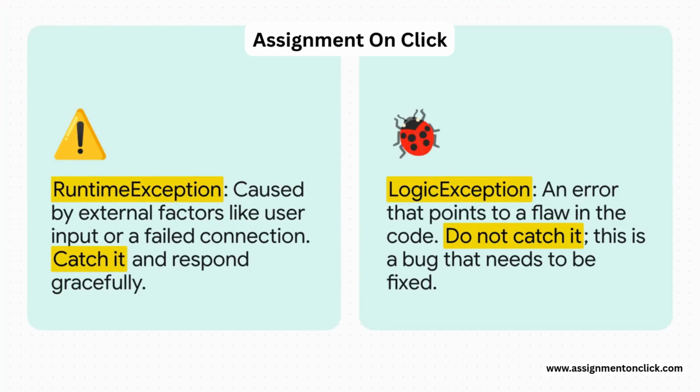Now, here's a really important distinction. Not all errors are created equal. A runtime exception is for things you kind of expect might go wrong, like a user typing in a bad password. You should catch these and handle them gracefully, maybe show a nice error message.